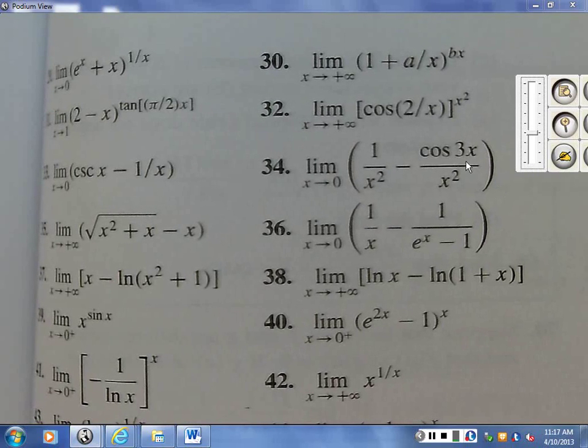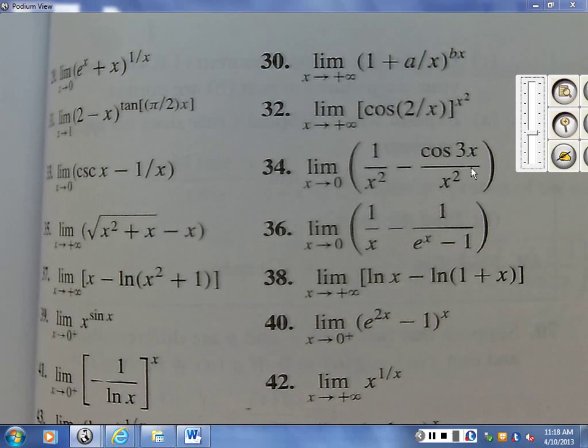Cosine at 0 is 1, right? Cosine, yeah, so 1 minus 1 is 0. So this is 0 over 0, but you would need to combine that.